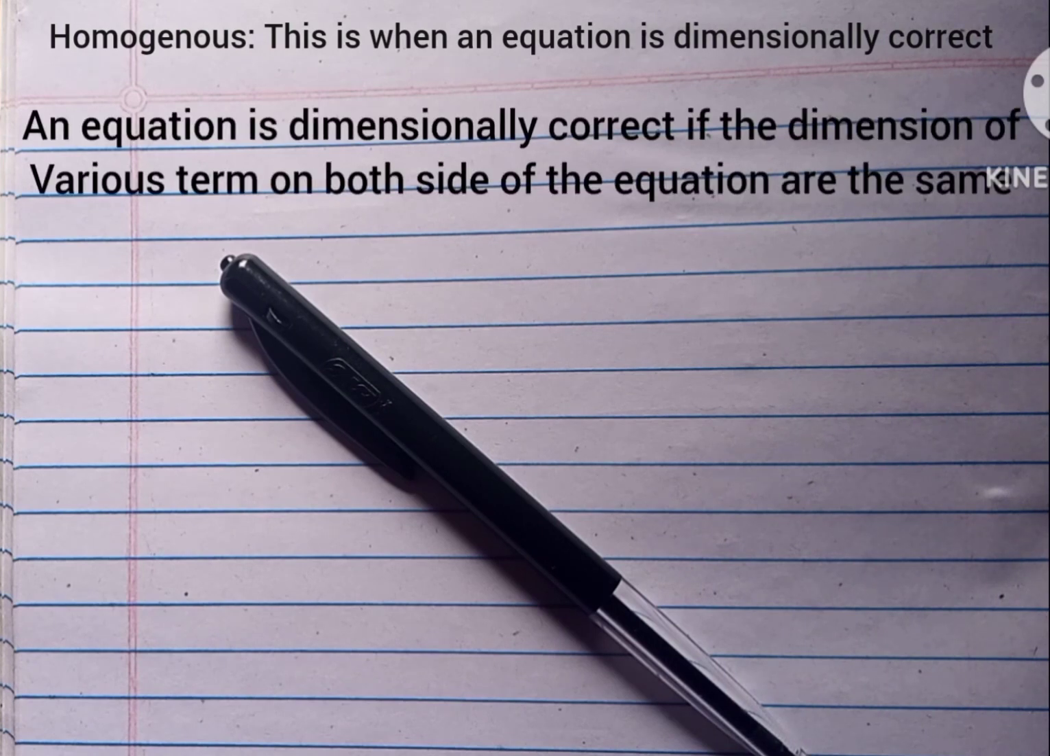And an equation is dimensionally correct if the dimensions of various terms on both sides of the equation are the same. So, if we end up having the same dimension at the left side of the equation and at the right side of the equation, and that dimension is raised to the same power, then we will say the equation is homogeneous or it is dimensionally correct. Let's look at the next question.